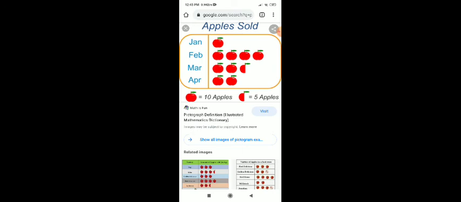In the month of February, you have 10, 20, 30, 40 apples. In the month of March, you have 25 apples because only half an apple is there. And in the month of April, you have 20 apples that were sold. So this way there are many different pictograms that can be used to make understanding statistics very easy.